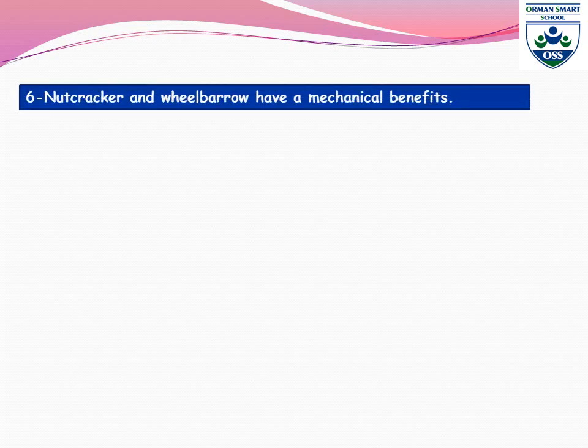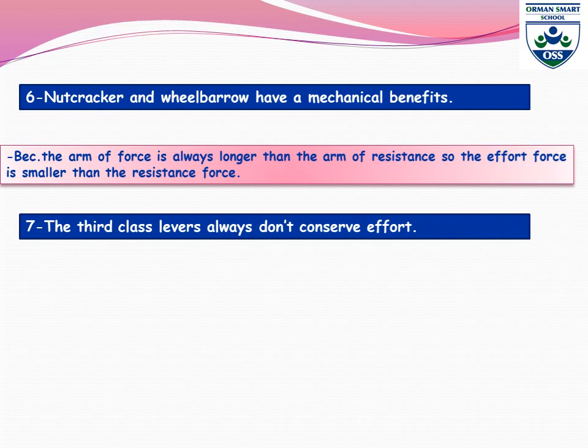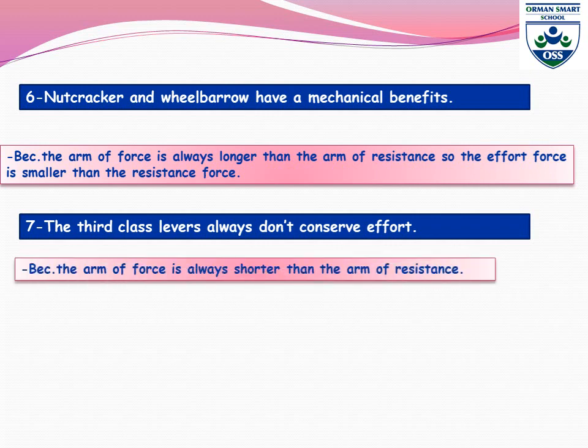6. Nutcracker and wheelbarrow have mechanical benefits because they are second-class levers, and in this case we find that the arm of force is always longer than the arm of resistance and effort force is smaller than resistance force. 7. The third-class levers don't conserve effort because in this case the arm of force is always shorter than the arm of resistance.